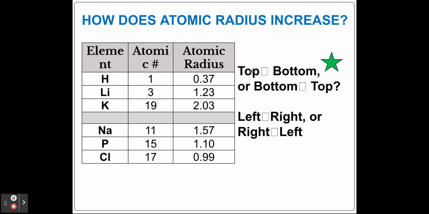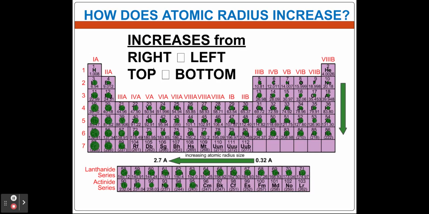So top to bottom, increasing; right to left, increasing. Here's what it looks like on the periodic table. Again, you can see that the sizes of the atoms as you go from right to left are increasing. As you go right to left in any period, you'll notice that the size increases. And if you go down a group, size increases as well. So going down a group, size increases. Going from right to left, size increases.